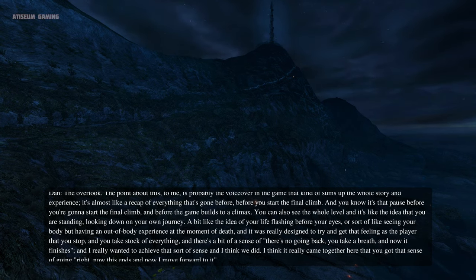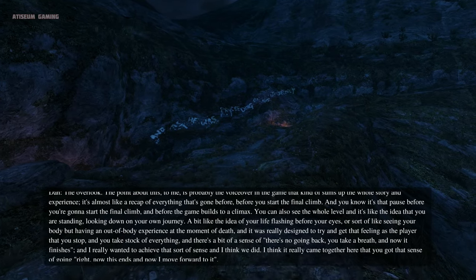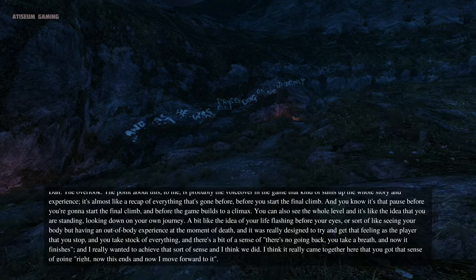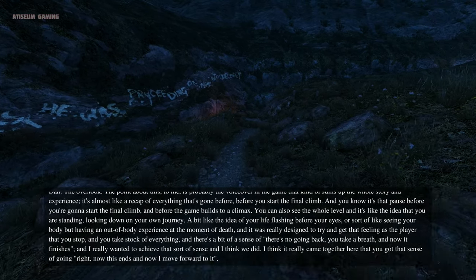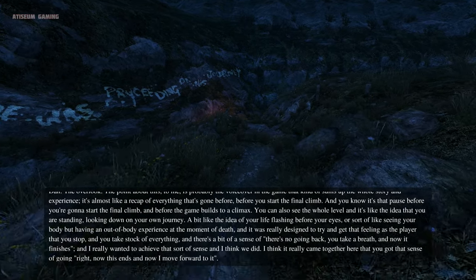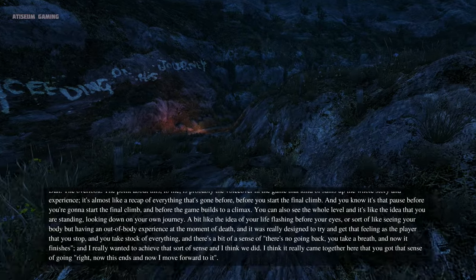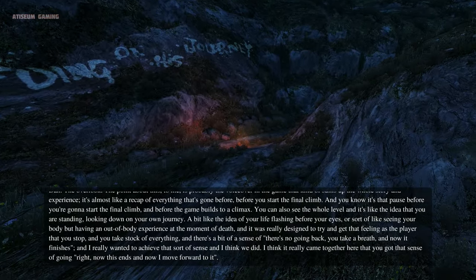It was really designed to try and get that feeling as the player that you stop and take stock of everything, and there's a sense that there's no going back. You take a breath, and now it finishes. I really wanted to achieve that sort of sense, and I think we did. I think it really came together here, that sense of going, right, now this ends, and now I move forwards to it.